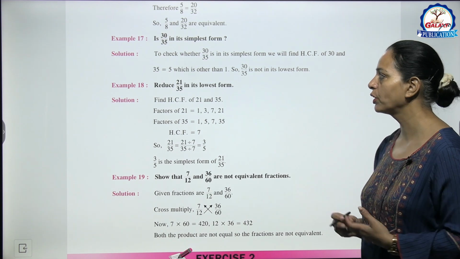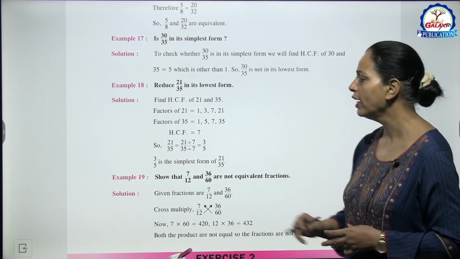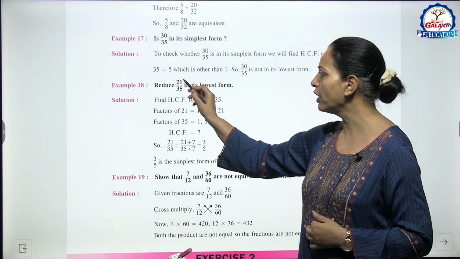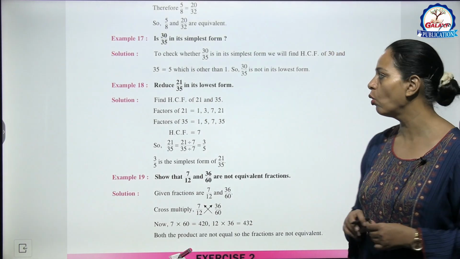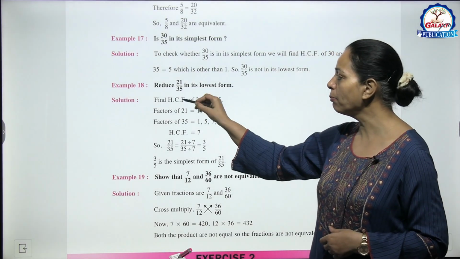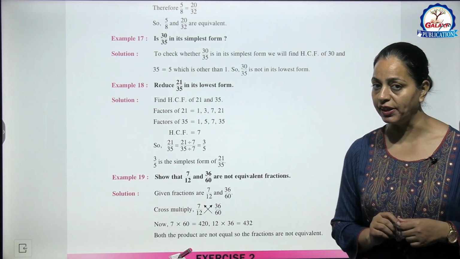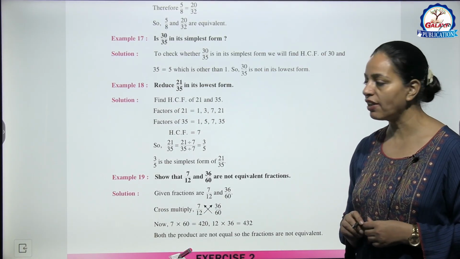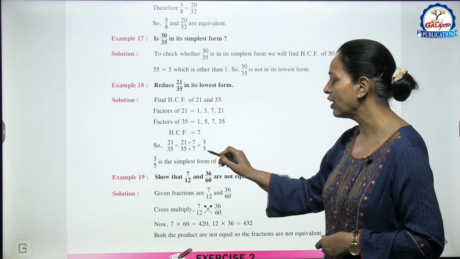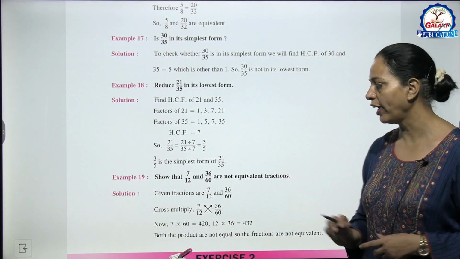So this is not the simplest form. Now example 18, reduce 21 upon 35 to its lowest form. Both the numbers are cancelled by 7. Their HCF is 7, so cut it by 7. Answer is 3 upon 5, right?